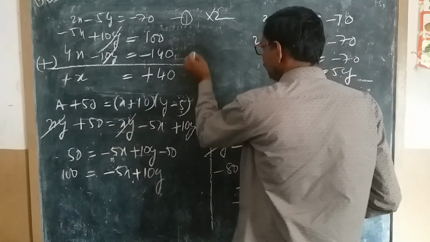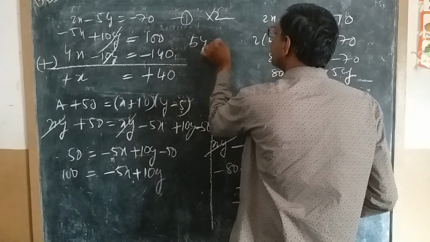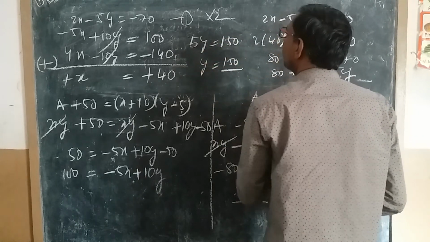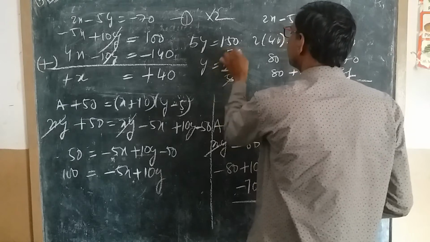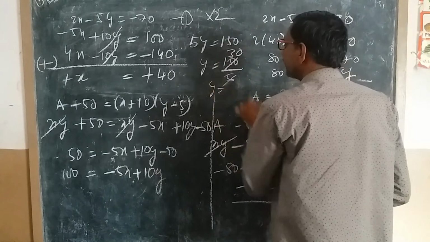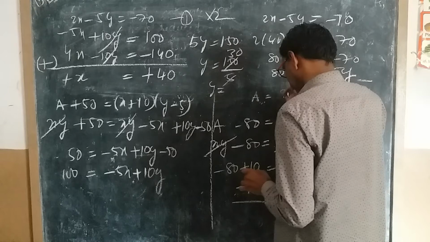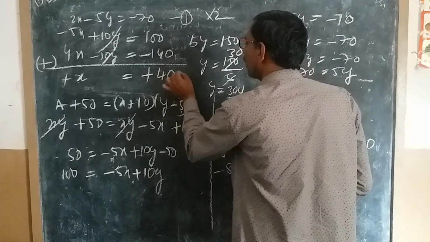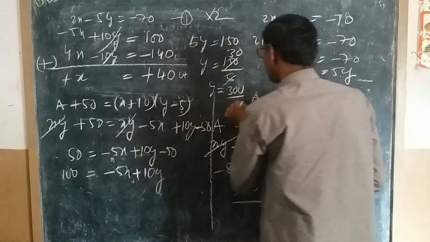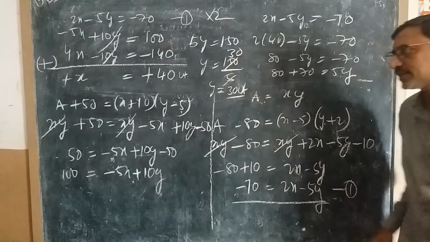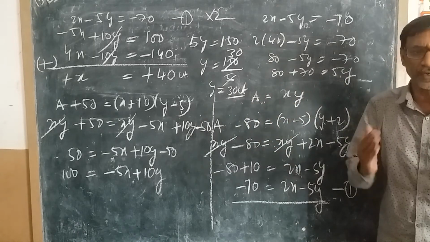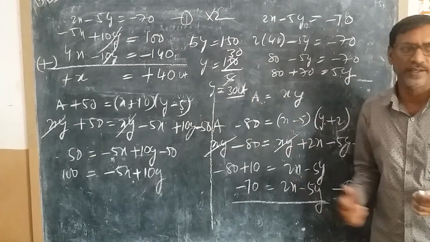So what is that? 5y is equal to 150 and y is equal to 150 by 5. How many times? 30 times. y is equal to how much? 30 units. And this is 40 units. Keep in mind 40 units and that is 30 units. That means my length is 40 and my breadth is 30 units.